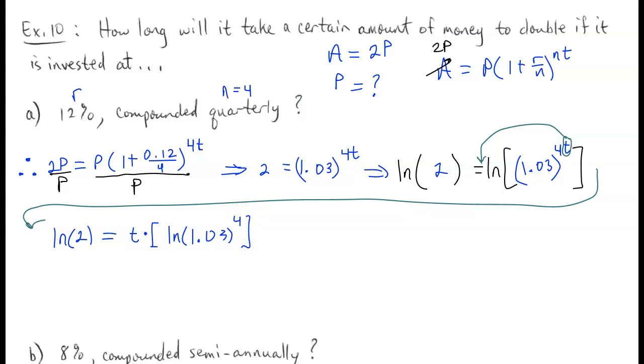And now all we have to do is just divide both sides by the one thing that we don't want on the right-hand side, which is everything except for T, which is this natural log of 1.03 raised to the 4. Sorry, let me rewrite that correctly here. Yeah, because the 1.03 should be the only thing raised to the power of 4. We'll do the same thing here.